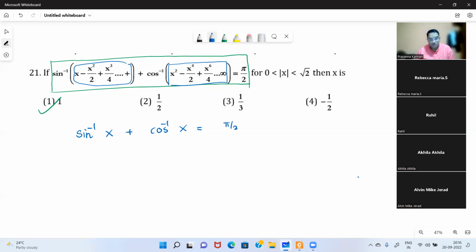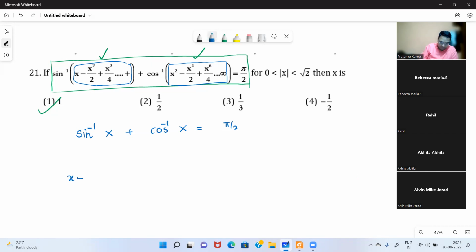So what can you say about these two functions? This one and this one, what should they be? They should be the same. They should be equal. Very good. So I'm going to equate both of them.